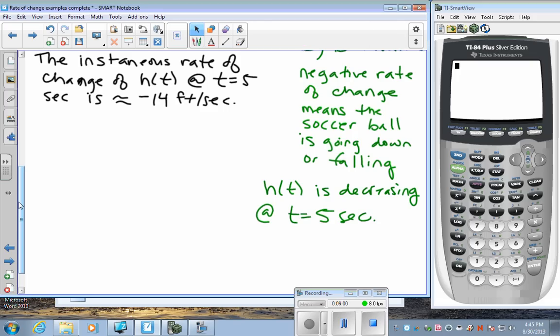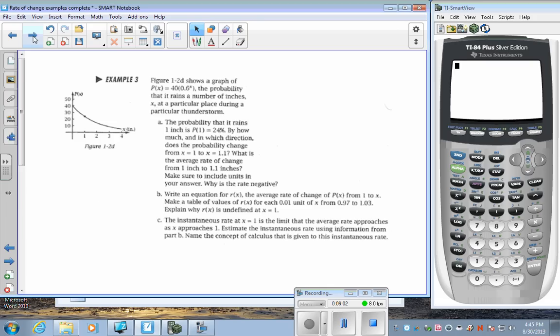So moving on to example 3. In this figure, we have a probability for rain based on the number of inches. So in our x-axis, we have the number of inches of rain, and hold on, sorry about that. Our y-axis represents the actual probability, and the probabilities are in percents. So let's look at part A. The probability that it rains 1 inch is P of 1. And if we were to actually calculate P of 1, we would get 24%.